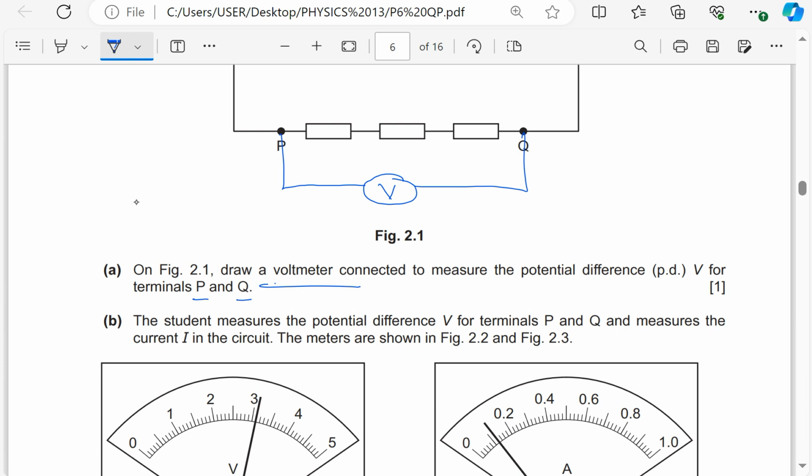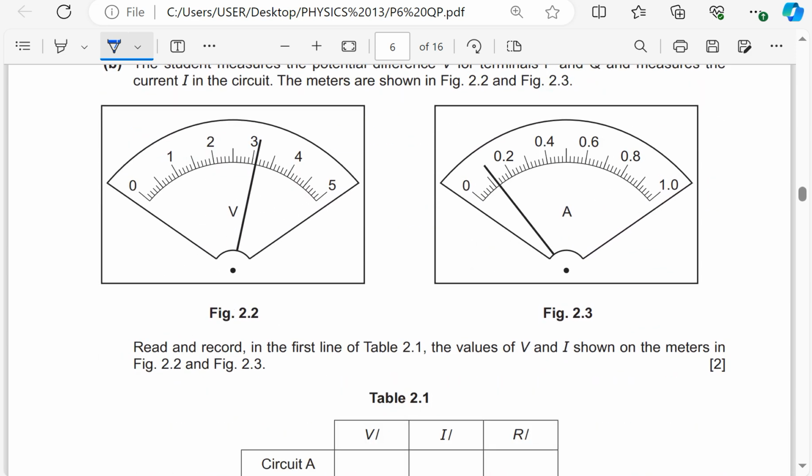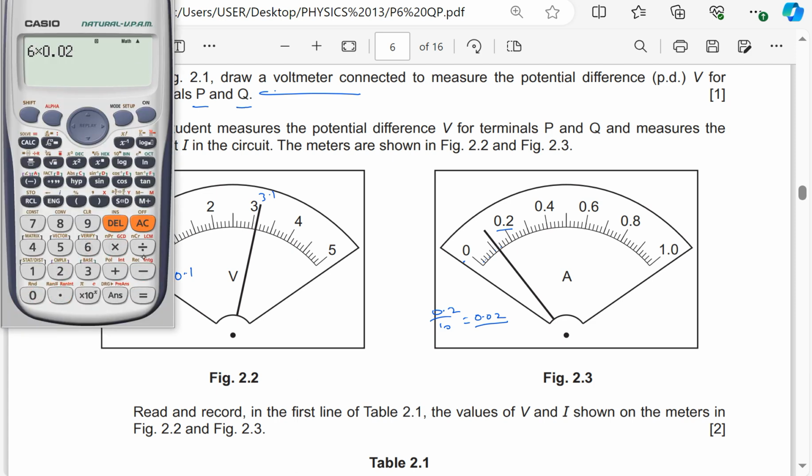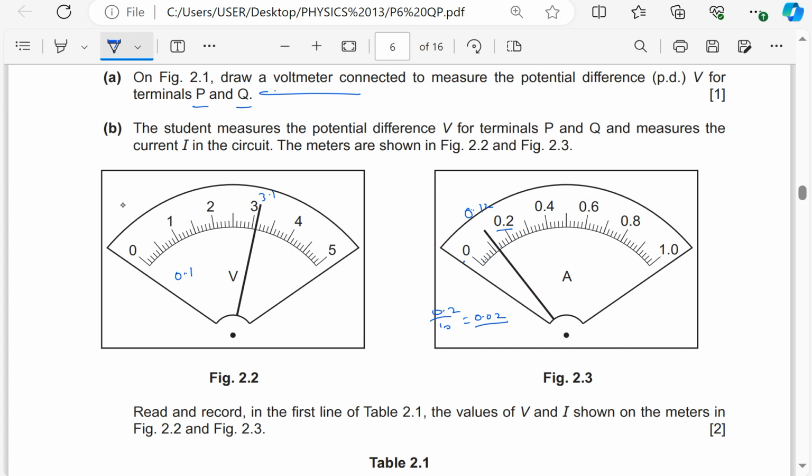The student measures the potential difference V for terminals P and Q and measures the current I in the circuit. The meters are shown in figures 2.1 and 2.3. Okay, the scale here is 0.1 for each small division, so this should be 3.1. The scale here is 0.2 divided by 10, which is 0.02, because from 0 to 0.2 we have 10 divisions, so the scale is 0.02 for each division. So this is 1, 2, 3, 4, 5, 6. So I'll say 6 times 0.02, which gives us 0.12. So this is at 0.12.